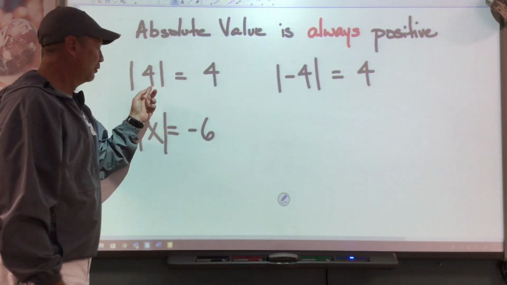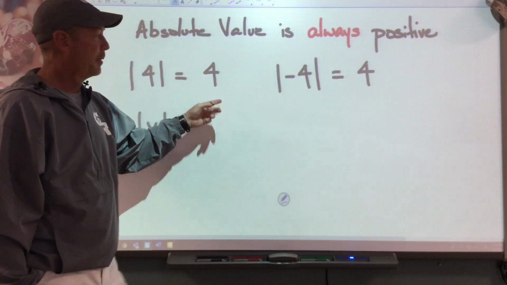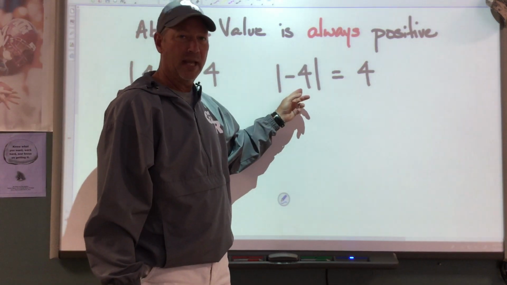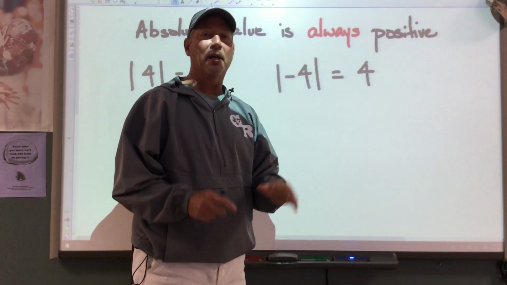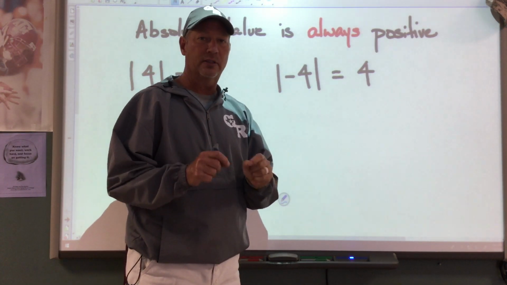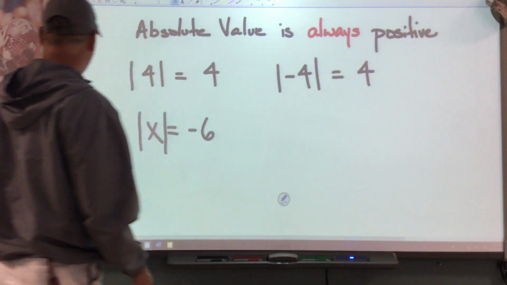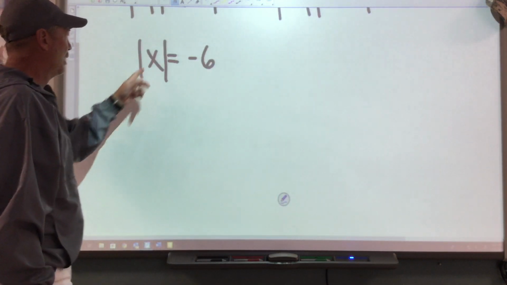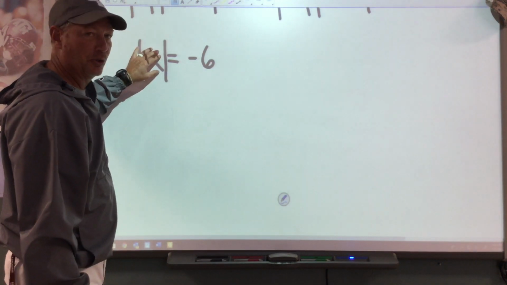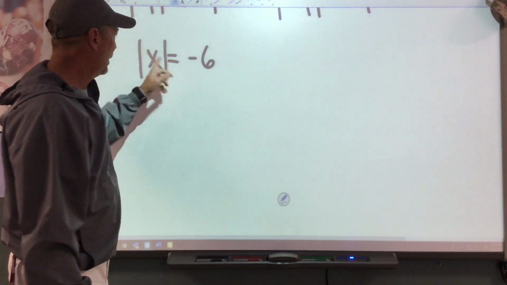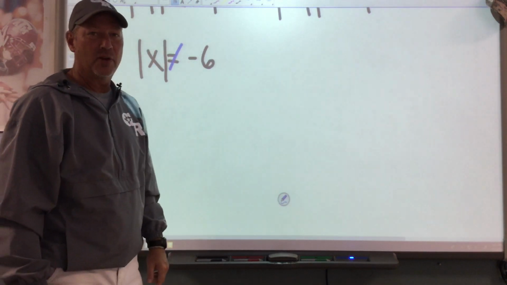If we take the absolute value of a positive 4, it's going to be a positive 4. If we take the absolute value of a negative 4, it's going to be a positive 4. It's always going to be a positive number. It can never equal a negative number. No matter what number I put inside this absolute value, it cannot equal a negative number.